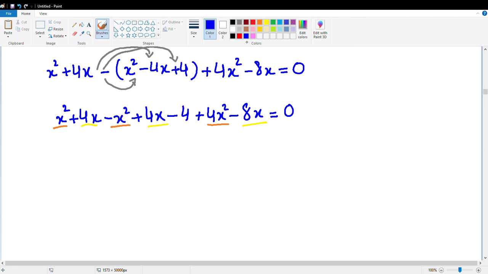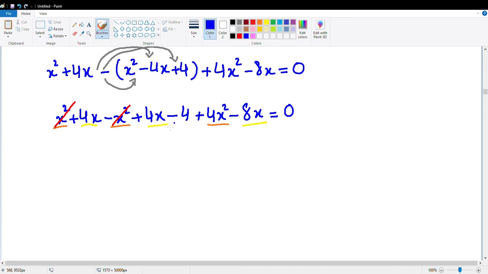Now you can see that x squared and minus x squared can cross out. We don't need to worry about that. We just have 4x squared. And now 4x plus 4x will equal 8x, right? So 8x we'll get from simplifying these two, and then subtracting minus 8x, we'll get 0x, right?